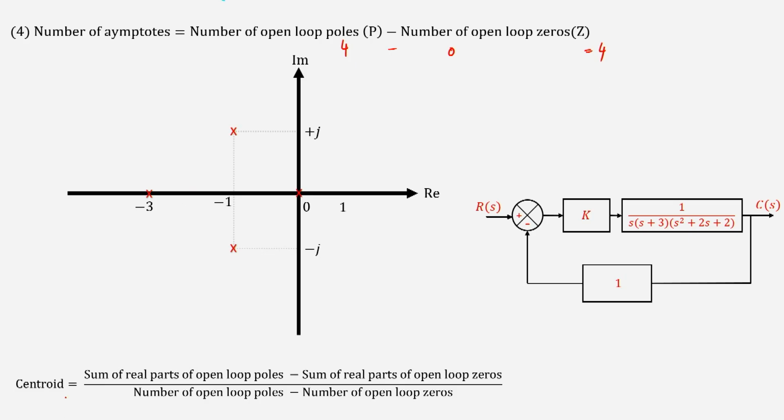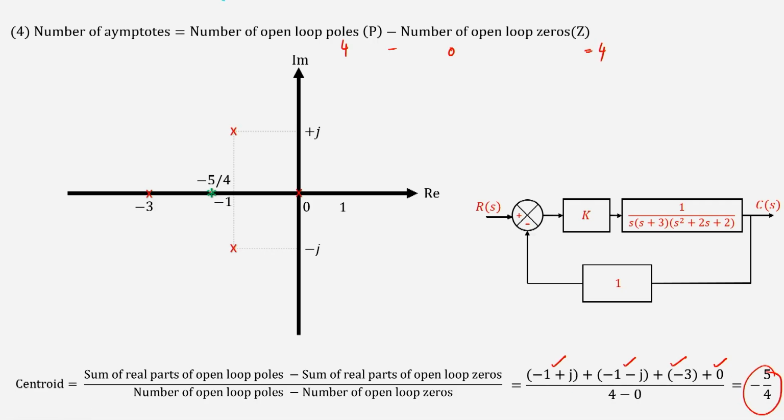First of all, we will have to find the centroid. The centroid is the sum of the real parts of the open loop poles minus the sum of the real parts of the open loop zeros. I have added the 4 open loop poles, and there are no zeros, so I don't have to write that. At the end, it comes out to be -5/4. So this is the point, -5/4. This is the centroid. At this point, I will draw the asymptotes.